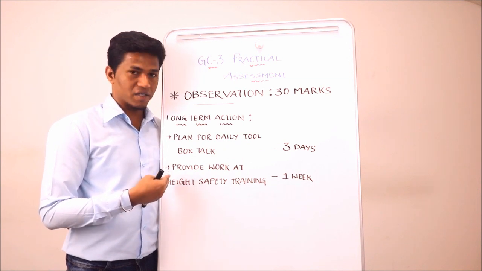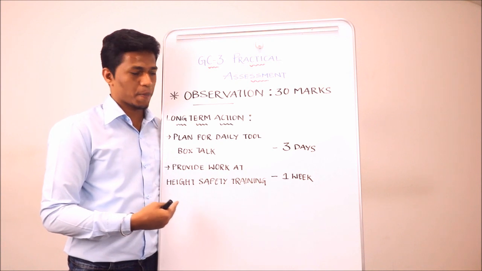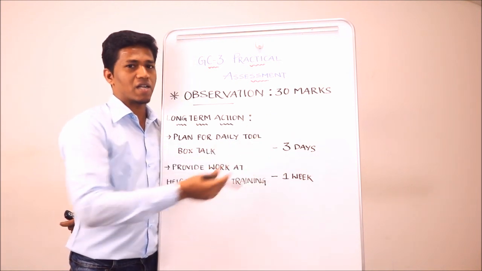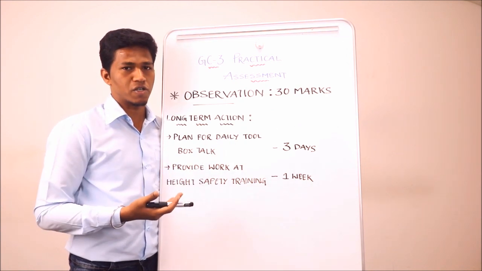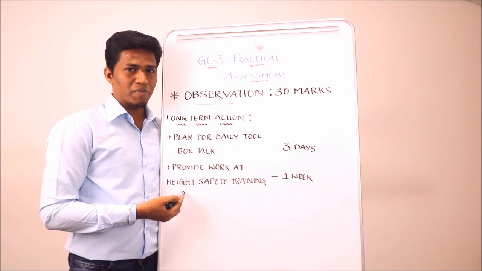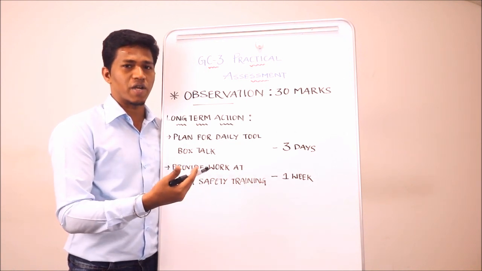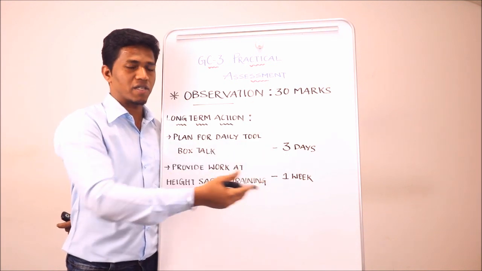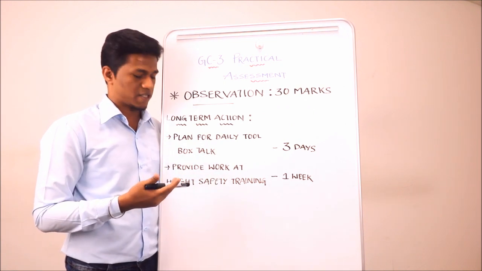And then I've given another long-term action, such as providing work at height safety training. I've given a week's time. Now remember, the time scales that you see are the time period you require to implement that particular control measure. I cannot implement a training immediately. I need to plan. There are a lot of requirements for the training, and then I would implement that training. So these time scales that you see are the period that you require to implement your control measures.